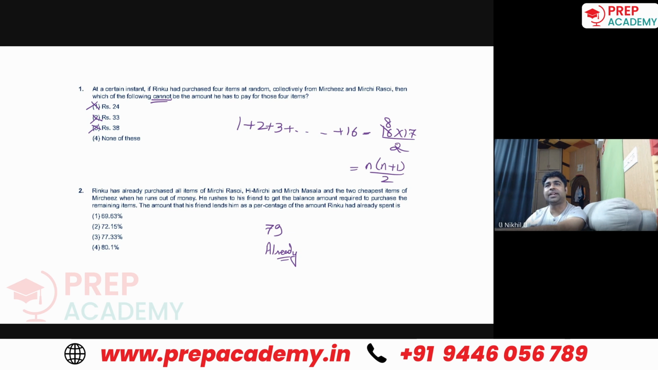So what would be 17 8s are 136. Okay, so 136 is the amount he required originally. 79 he had, and the difference he would borrow from his friend. So what is the amount that he has borrowed from his friend? If this value was 80, 56 plus 1, 57. So that means he borrowed 57 rupees. Is it okay?